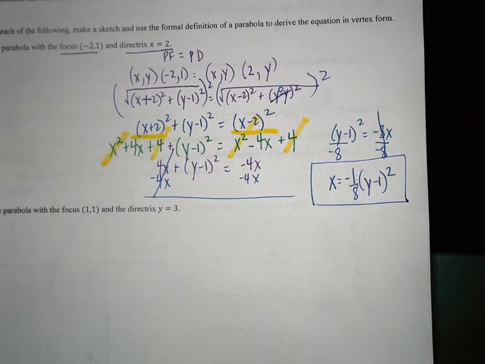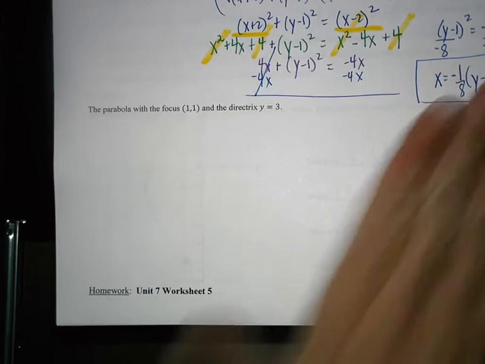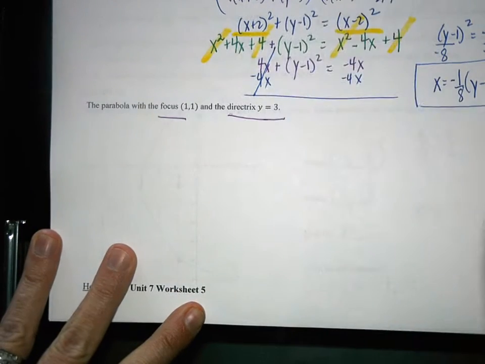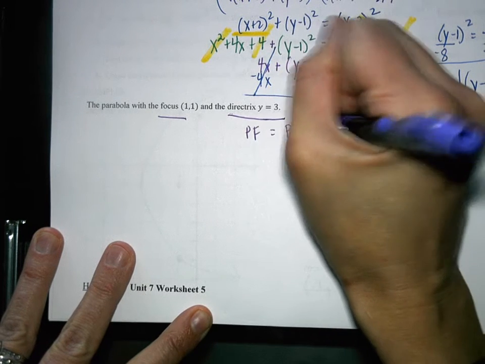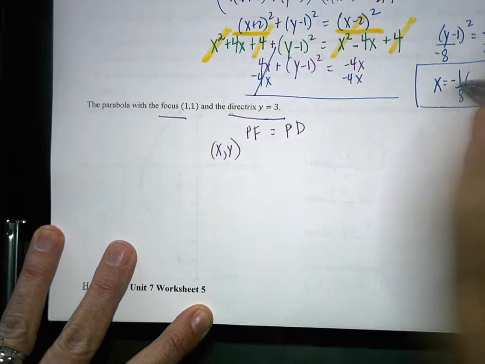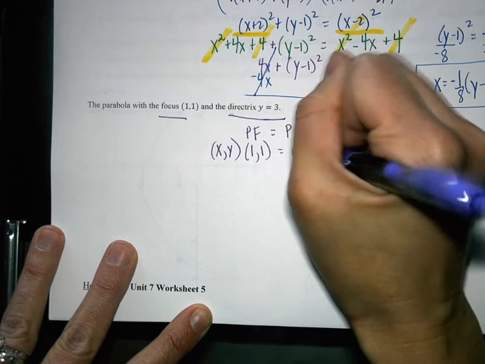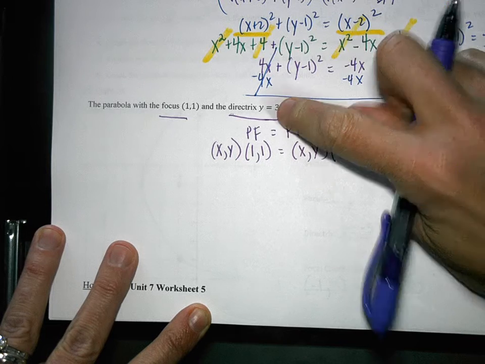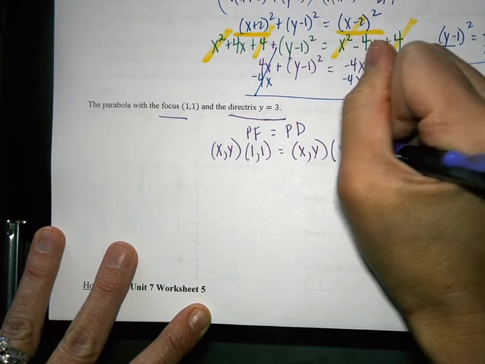Okay, so we're going to practice this again. Next example. Again, here we have our focus and our directrix. We are going to take the point to the focus equals the point to the directrix. My point will be xy. My focus is 1, 1. On the other side, my point stays xy. My directrix, since this says y equals 3, in the y spot I'm going to put a 3, and in the x spot I'm going to put an x.